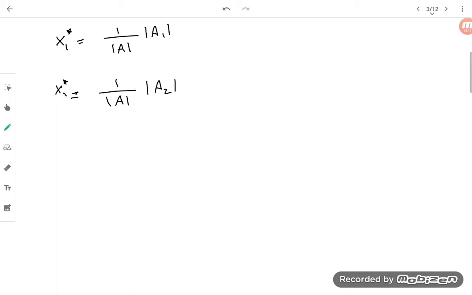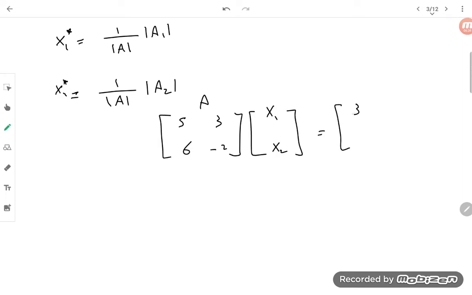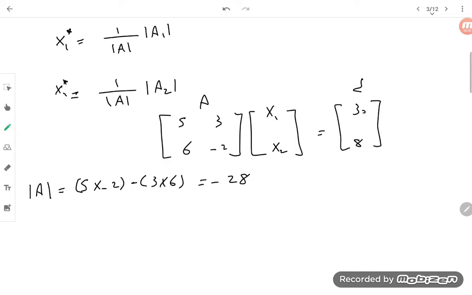Okay, let's return to our example. As we said, in our example this is matrix A. And this is x1 and x2. This is D. Now we are going to calculate the main determinant of the matrix. It's calculated as 5 multiplied by -2 minus 3 multiplied by 6. So it is -28. So this is the first step.